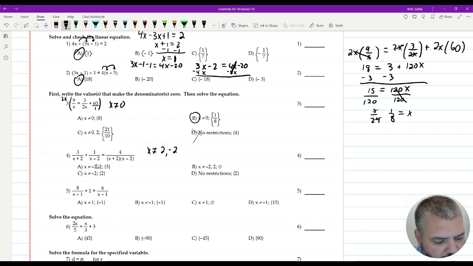Alright, so if you look down here, you'll see restrictions. This has no restrictions, so that's wrong. This just has one restriction, so that's wrong. So it's either got to be A, an answer of 3, or B, no solution.